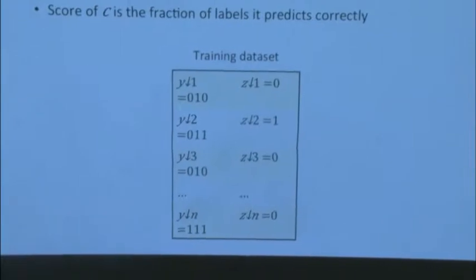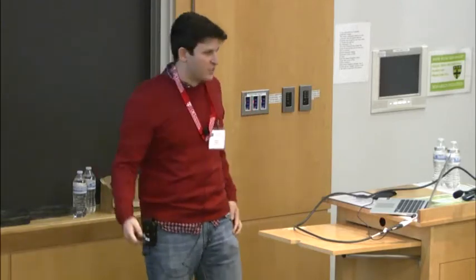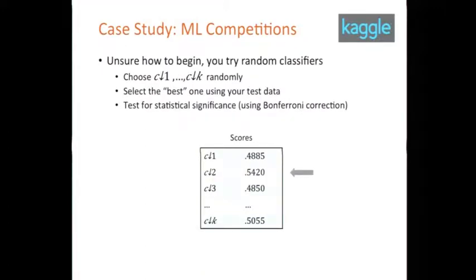Your score for the classifier is the fraction of labels it predicts correctly. So it would be easy to get 50%. You want to get as close to 100% as possible. Now, I, of course, don't know much about applied machine learning. So if someone gave me this task, what I might do is try some random classifiers just to get a feel for what happens.